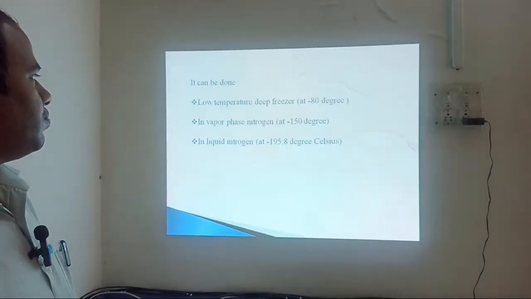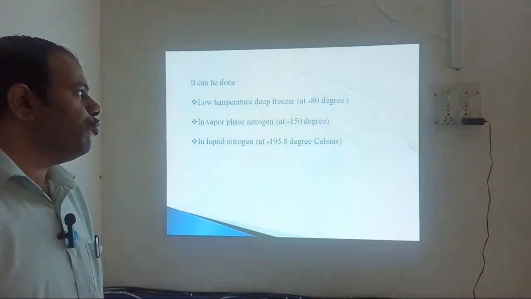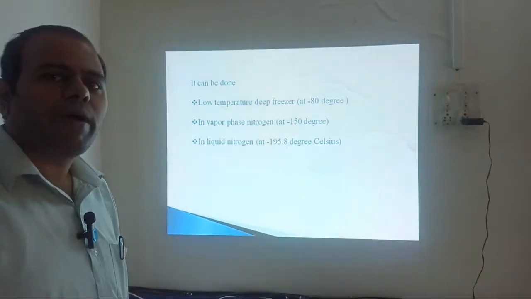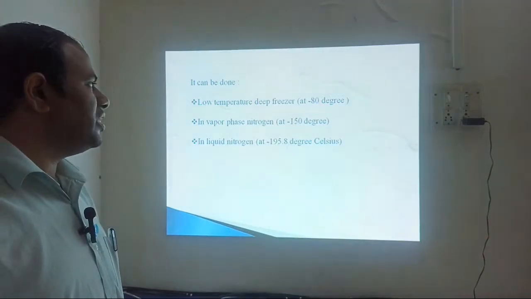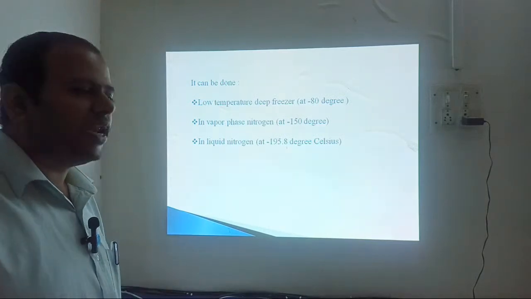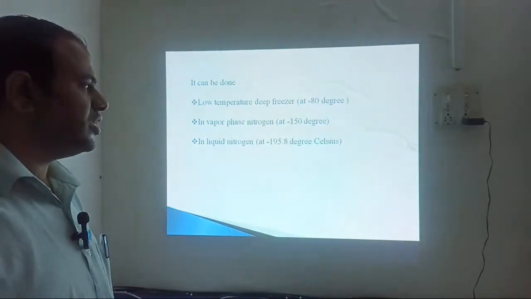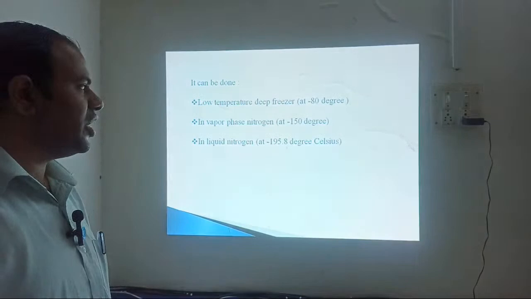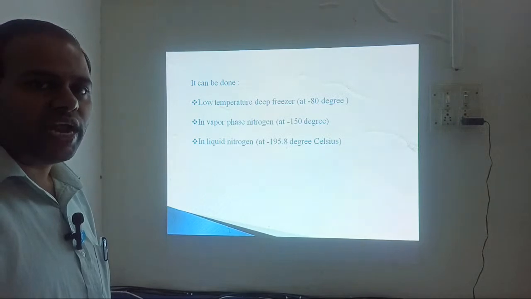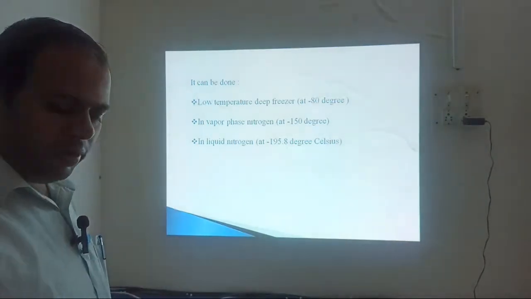It can be done at three different temperatures. First is low temperature, that is deep freezing, generally done at -80. Then in vapor phase nitrogen, the preservation can also be done, and the vapor phase nitrogen temperature is -150 degrees Celsius. And of course in liquid nitrogen you can also do the preservation, and this is done at -195.8 degrees Celsius, approximately -196 degrees Celsius. That is the boiling temperature of liquid nitrogen. So this can be done in three different stages.